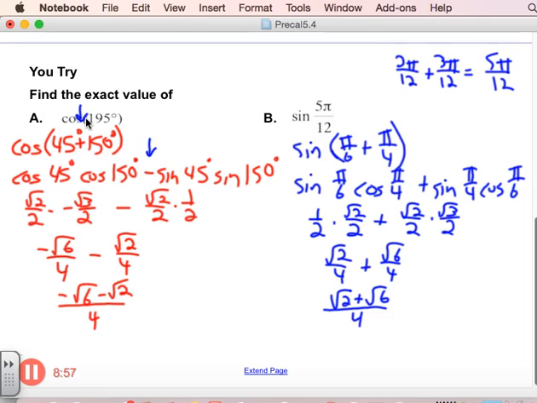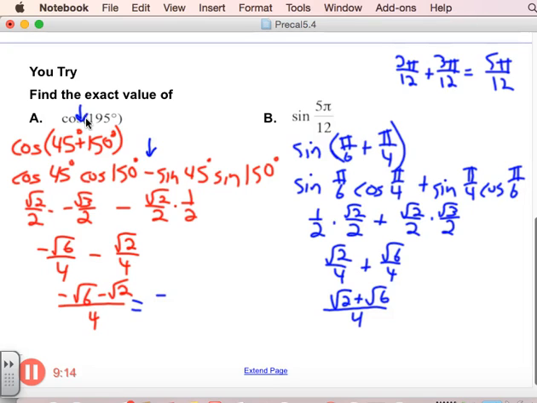Then we look at our unit circle to find the values for each of those. We get square root of 2 over 2, negative square root of 3 over 2, square root of 2 over 2, and 1 over 2. Multiply those together and then subtract the numerators since we have a common denominator. Now, this can be your answer, or you might see them write this answer in this way.